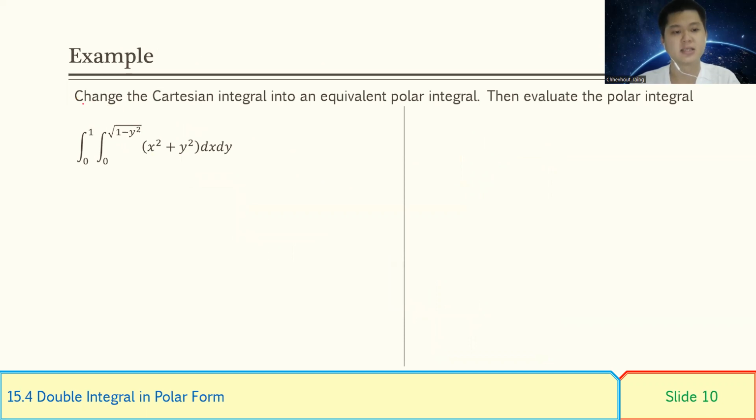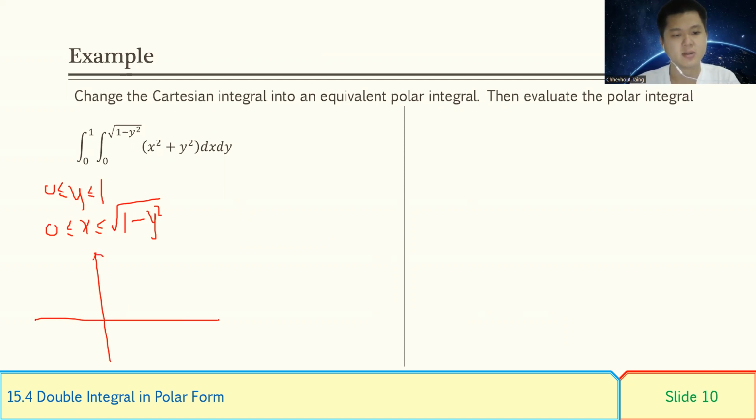For example, it asks us to change the Cartesian integral into an equivalent polar integral, then evaluate the polar integral. In order to do that, obviously we have to sketch first. To sketch it, we know that y is from 0 to 1, and x is from 0 to the square root of 1 minus y squared. If we were to sketch it, y equals 0 is just the x-axis. y equals 1 is, let's say, something around here. Obviously, this is not to scale.